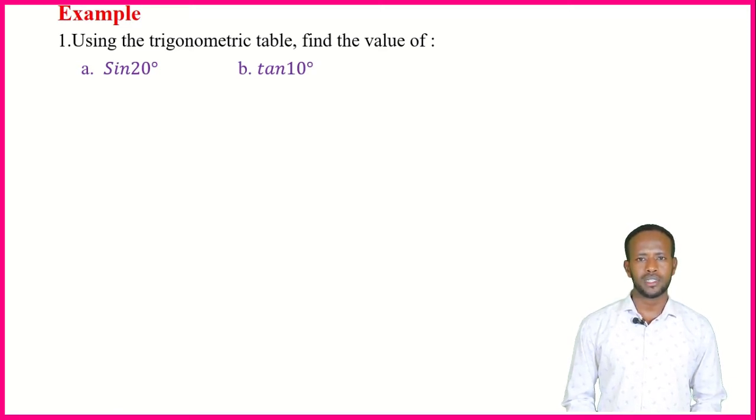Are these angles greater than 90 degree? Are these angles between 0 to 90 degree? If they are, you can use the table directly. And again, to use the table, ask yourself, is the angle given an angle between 0 to 45 degree or an angle from 45 degree to 90 degree? Because if you ask yourself this, you will differentiate which column and which row you are going to use.